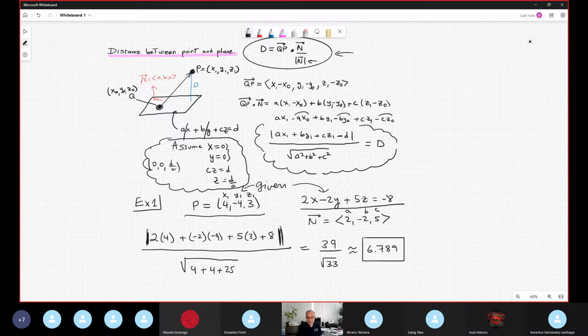Good question. n is the normal vector of the plane, which is the coefficients 2, -2, and 5. Okay, 2, -2, and 5. So it's given implicitly, no? Yeah, I am good now.